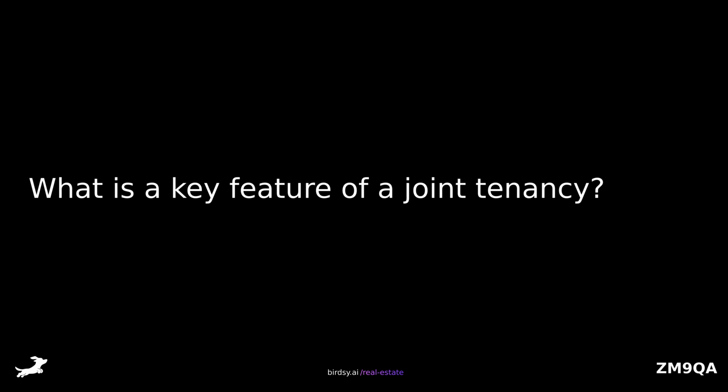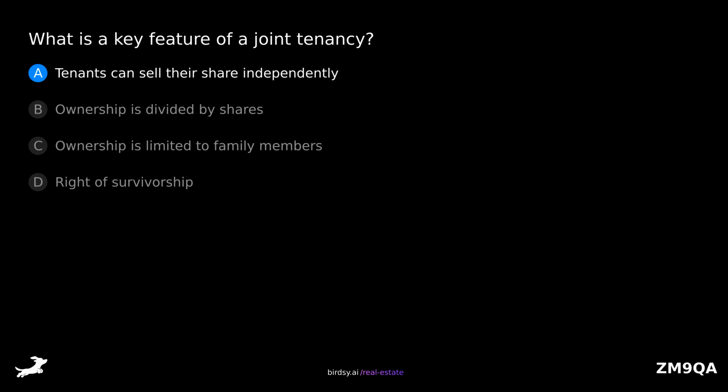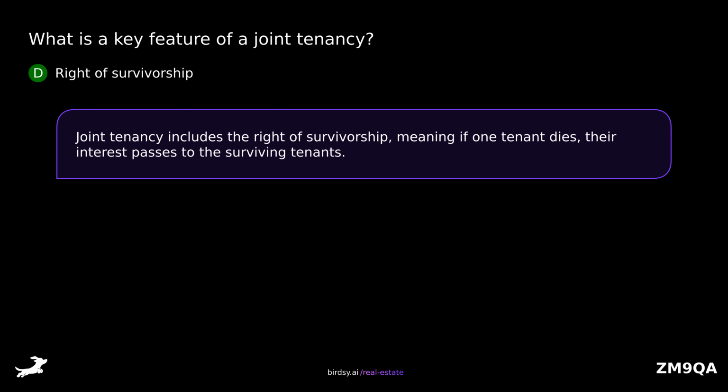What is a key feature of a joint tenancy? Is it A, tenants can sell their share independently? B, ownership is divided by shares? C, ownership is limited to family members? Or D, right of survivorship? The answer is D, right of survivorship. Joint tenancy includes the right of survivorship, meaning if one tenant dies, their interest passes to the surviving tenants.